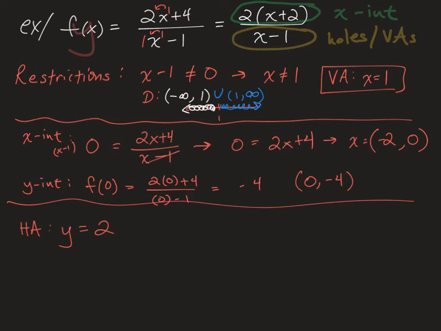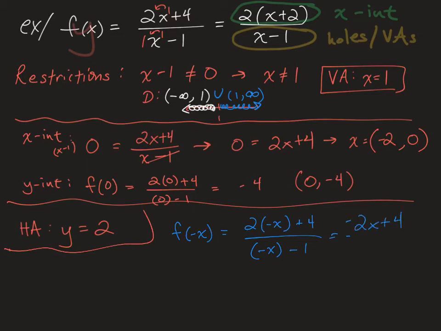As far as the symmetry is concerned, you have to go back and look at what happens when you find f of negative x. So that would be 2 times negative x plus 4 all over negative x minus 1. When you simplify this, it's negative 2x plus 4 over negative x minus 1. How do you find the symmetry of a fraction?